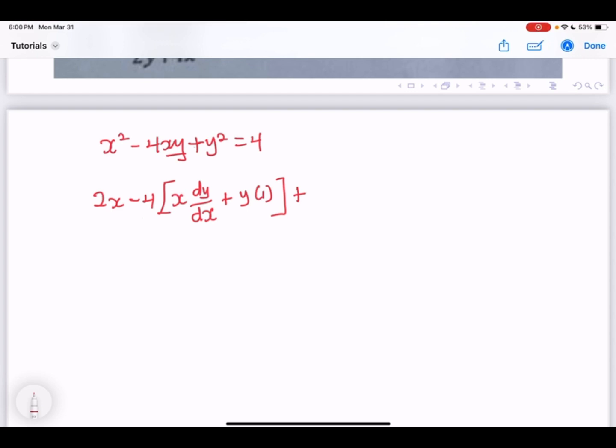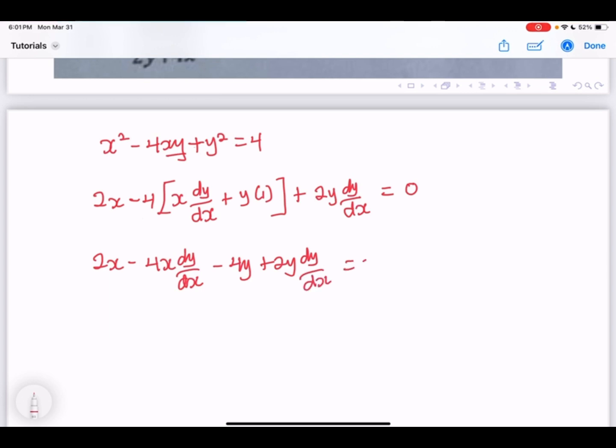Then plus, now let's differentiate y squared. That's going to give us 2y dy/dx is equal to, now when you differentiate a constant, we are going to get 0. So that will be 0. Now let's expand. So we're going to have 2x minus 4x dy/dx minus 4y plus 2y dy/dx is equal to 0.